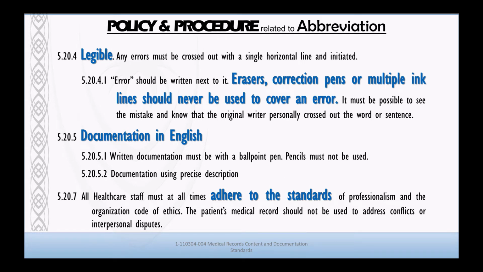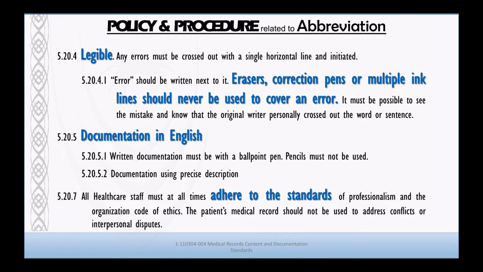5.20.4. Legible. Any errors must be crossed out with a single horizontal line and initialed. Error should be written next to it. Erasers, correction pens, or multiple ink lines should never be used to cover an error. It must be possible to see the mistake and know that the original writer personally crossed out the word or sentence.